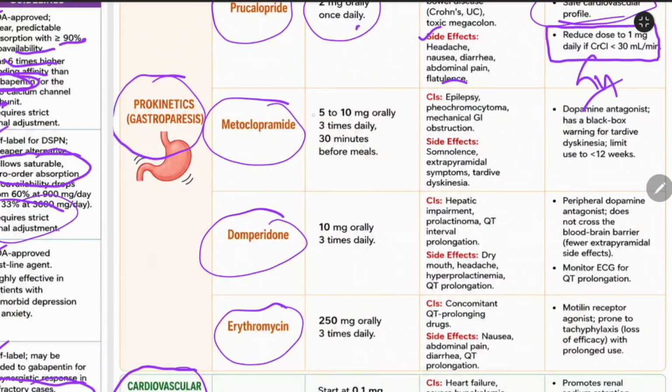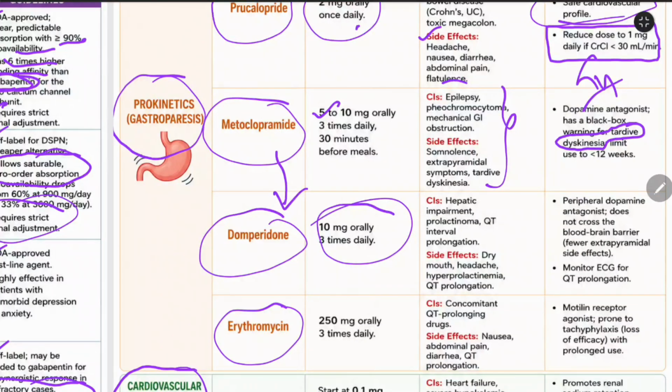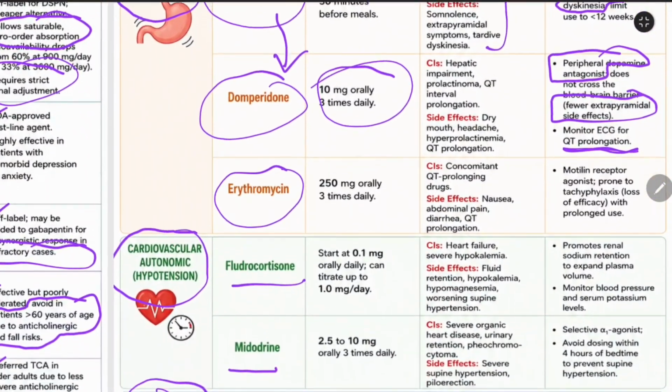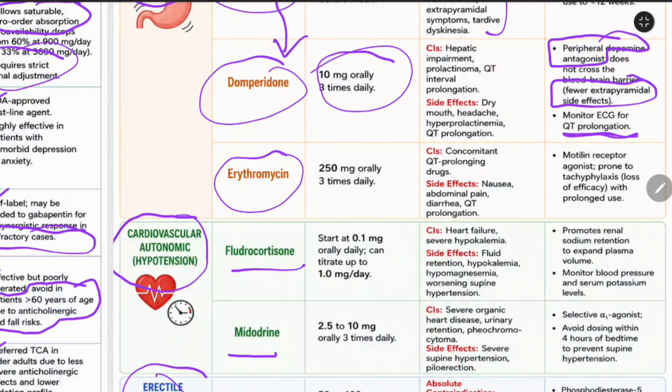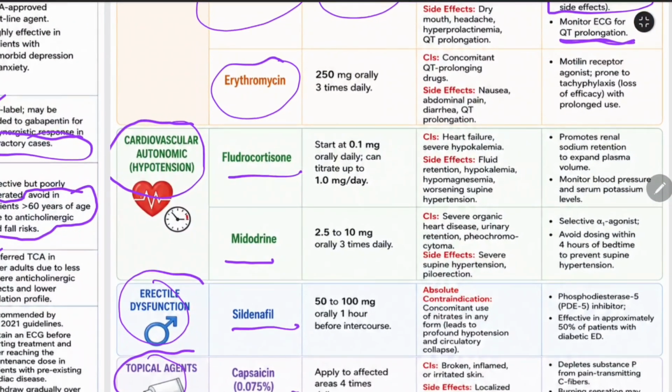So metoclopramide 5 to 10 mg orally 3 times daily. Okay, so these are the side effects. One important drawback is tardive dyskinesia or extrapyramidal syndrome. The alternative to metoclopramide is domperidone, which is given 10 mg orally 3 times daily. Because it is a peripheral dopamine antagonist, it has fewer extrapyramidal side effects, but it causes QT prolongation. Erythromycin is not used.